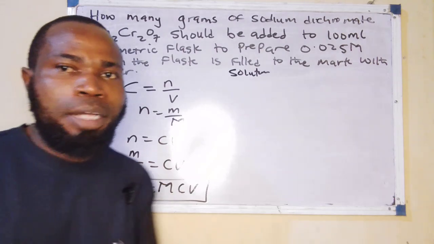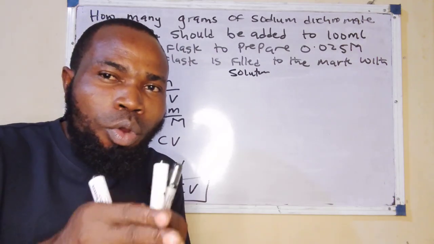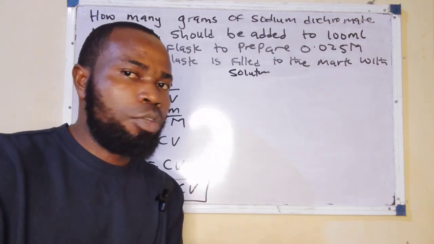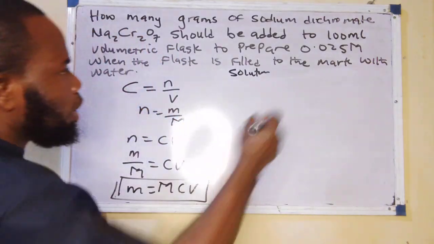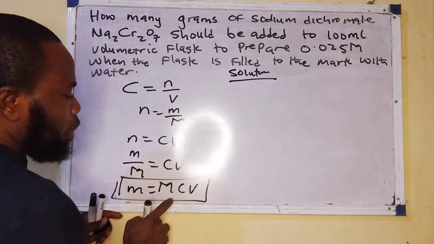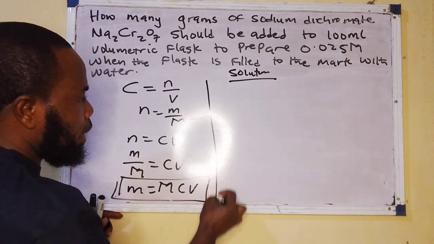Now that is where my shortcut comes in. In case you are not given the atomic mass of an element in a particular question and you don't know it, how are you going to get it? Now listen to the shortcut. Remember, our formula says we are going to use this formula. Now bring it up here.